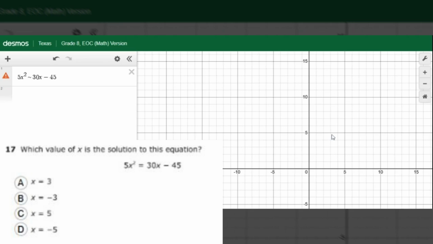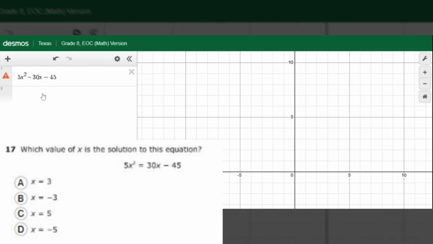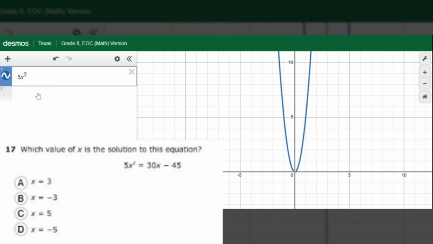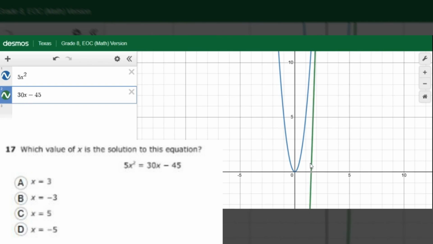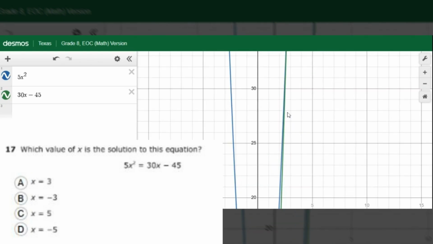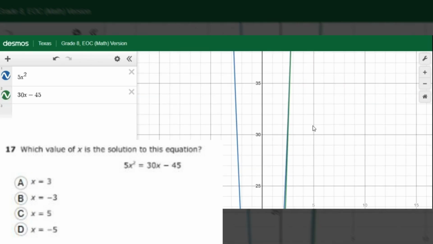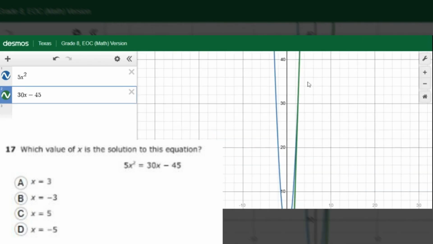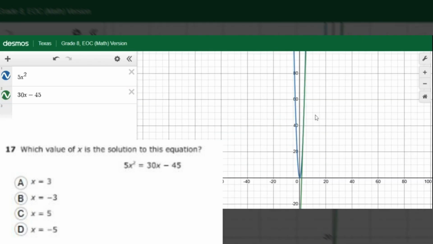Okay, there's another way. I'm going to type both. Shift, cut. That's the first graph and the second graph. So I split the equation into two. Now I'm going to look for the intersection. Where do they intersect? It's not showing up, my intersection here. There you go. The intersection is 3 and 45.